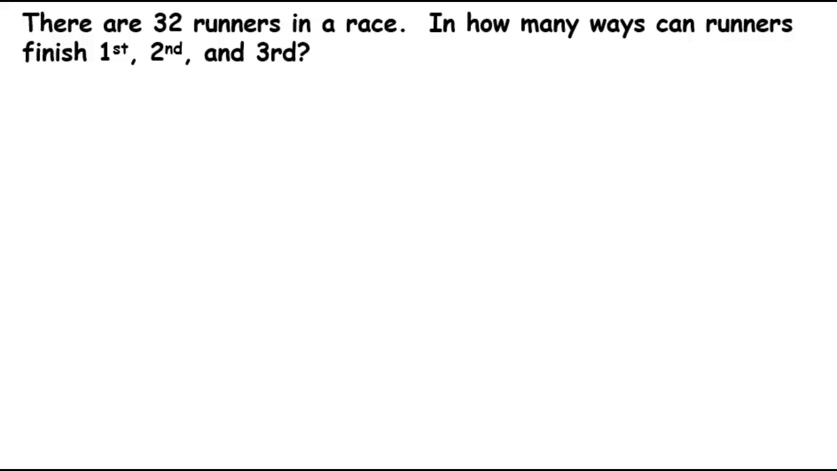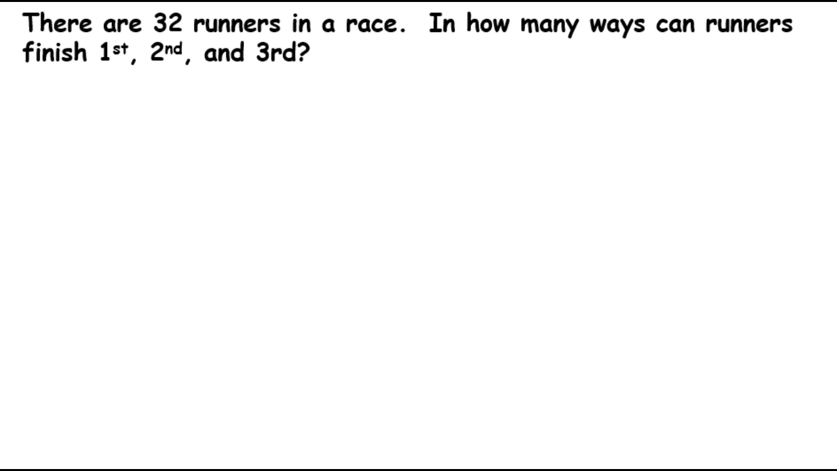There are 32 runners in a race. How many ways can runners finish first, second, and third? On this particular one, order does matter. Because order matters, we're going to use permutations. Order matters because we've got a first place person, a second place person, then a third place person. So order does indeed matter.